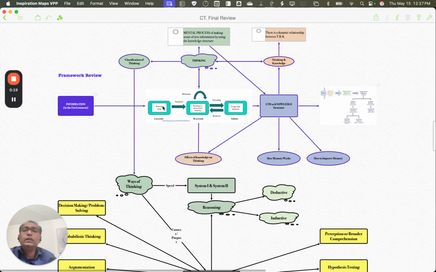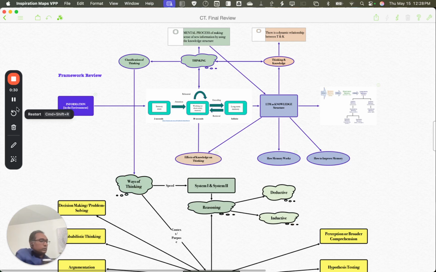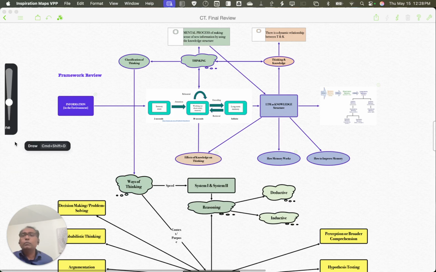So as you can see, we started with the thinking and knowledge framework. We said that the new information that we encounter is made sense of, correct? So the new information is made sense of, and there's a basic thing you can do by using your knowledge. You make sense of the new information. By making sense of the new information, you are actually making some alteration to the existing knowledge.